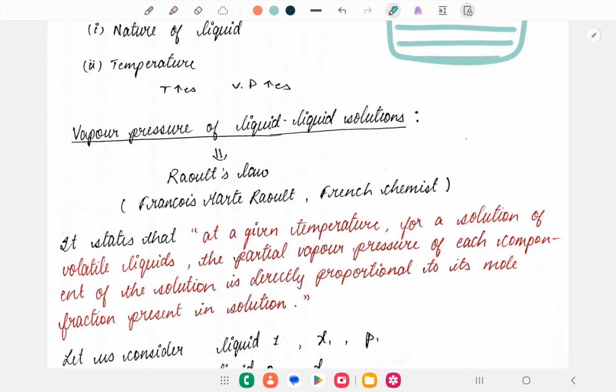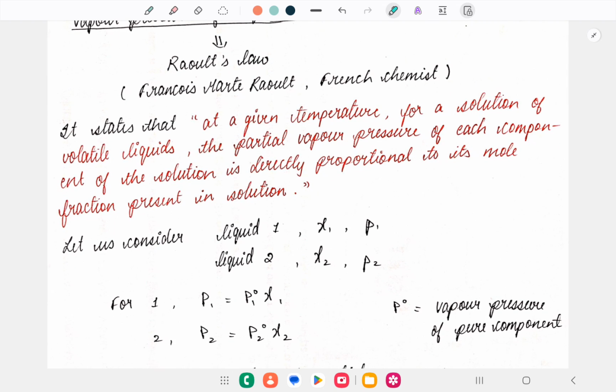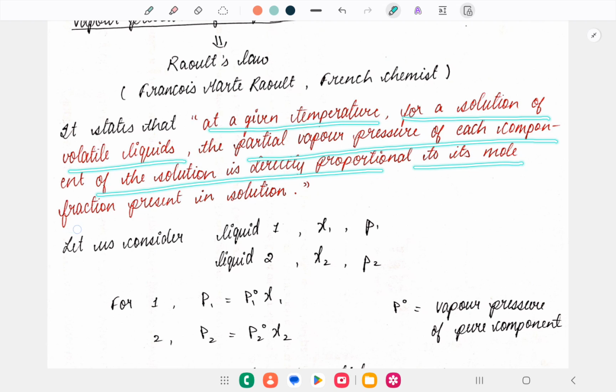But the relation between partial pressure and mole fraction was further explained by Francois Raoult, who was a French chemist. He gave a quantitative relationship between the partial pressure and the mole fractions of the two components. Raoult's law states that at a given temperature, for a solution of volatile liquids, the partial pressure of each component of the solution is directly proportional to its mole fraction present in the solution.